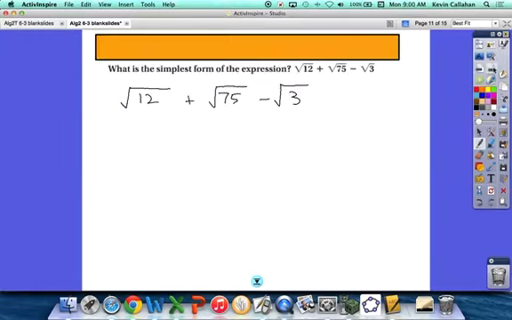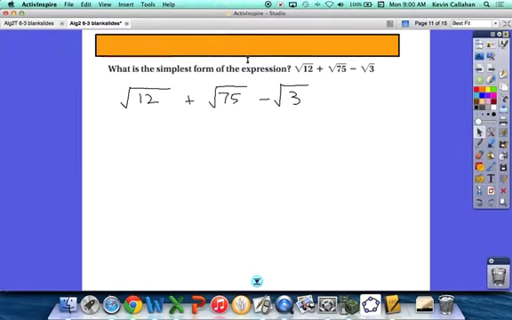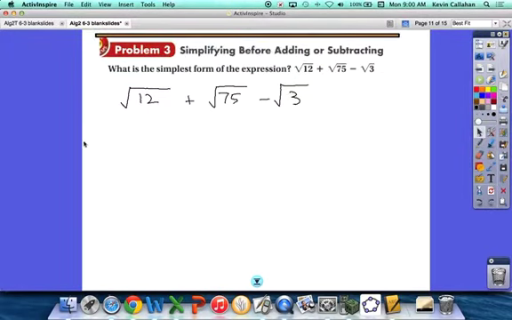If you look at this one, the square root of 12 plus the square root of 75 minus the square root of 3, you might say, well, I can't do that one, right? Because they're not like radicals. But you can simplify. Each one of those is simplifiable, which means there's a possibility that they actually are like radicals. You just have to simplify it before you can tell that.